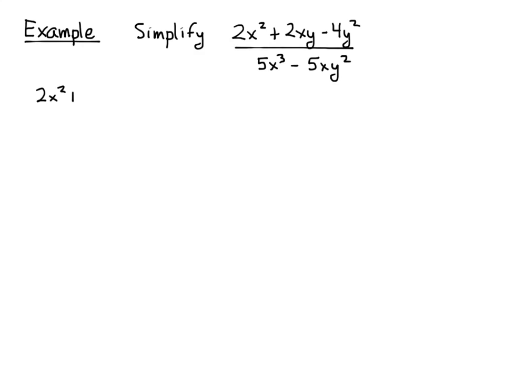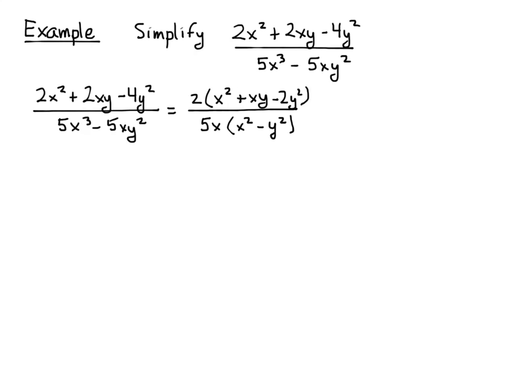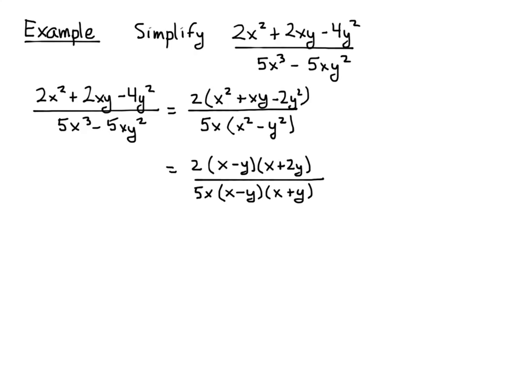Okay, let me take you through a couple more examples. Let's say we have something with a y in it now, so now we have two variables. You should be able to factor these. The way we factor it is you first take out the largest monomial factor from both the numerator and the denominator, and then factor what's inside the parentheses. And so we get 2 times x minus y times x plus 2y over 5x, x minus y, and x plus y.